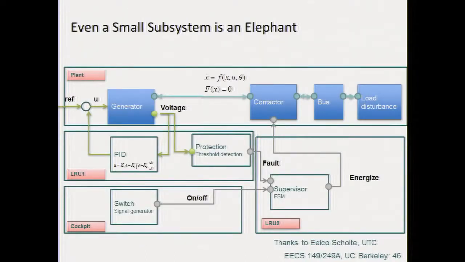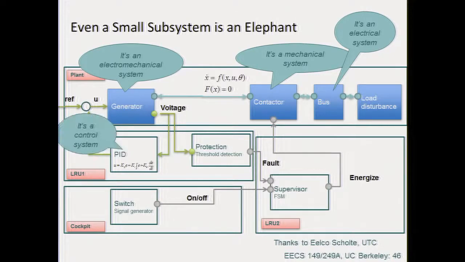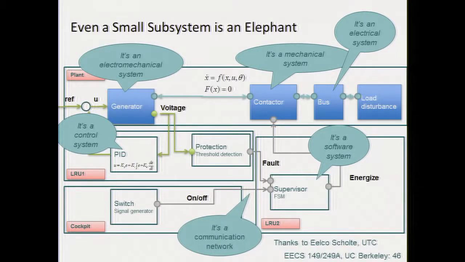And so if you look at what the components here are, there is a generator, a contactor, a bus, and a load that are considered disturbances to the power distribution system. And then you have the intelligence, the controllers that open and close the contacts and all of that. So the generator is an electromechanical system. The contactor is a big, gigantic switch, because you have to carry hundreds of amperes. The bus is an electrical system. The PID is a controller, so it's a control system. A supervisor, a finite state machine, is a software system. You have the communication between the switch and the supervisory control, which is a communication network. And then you have a switch, which is actually commanded by some human operator. So you have a man-machine interface.